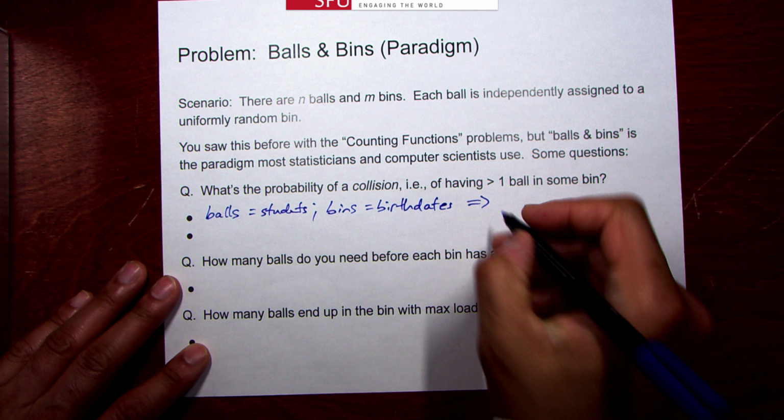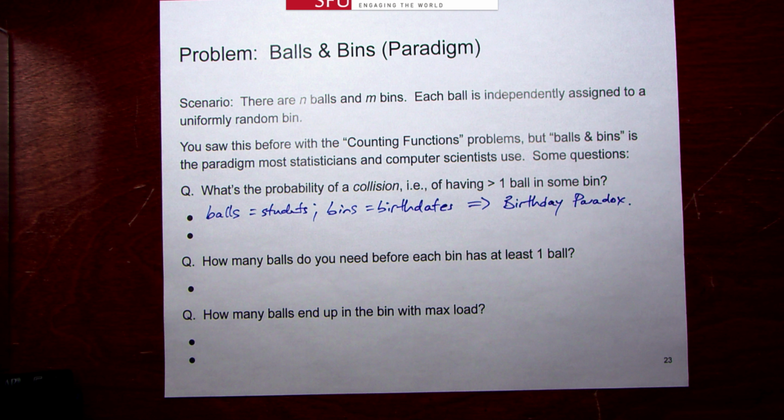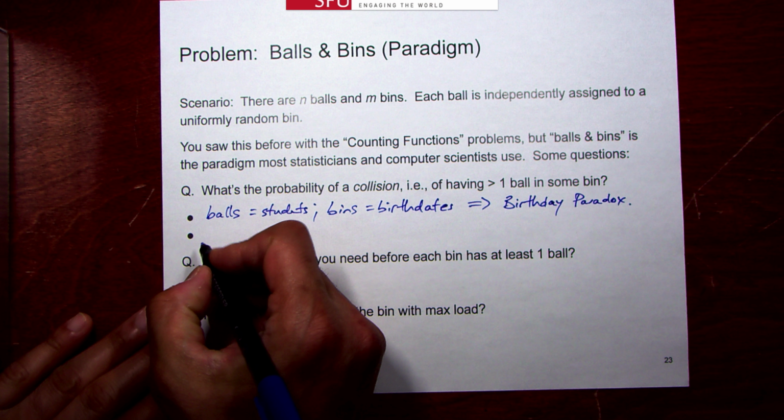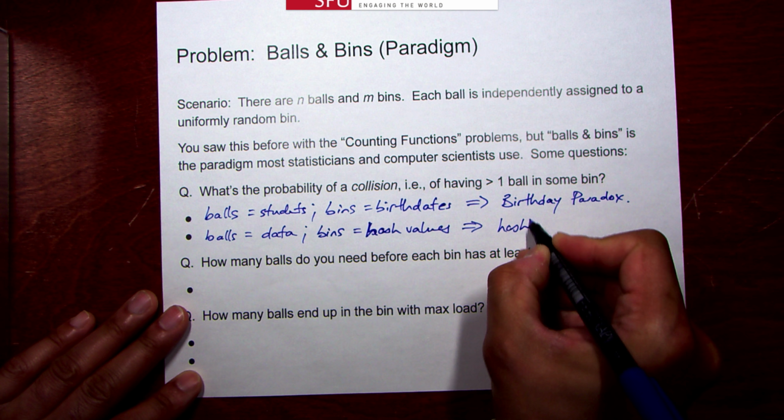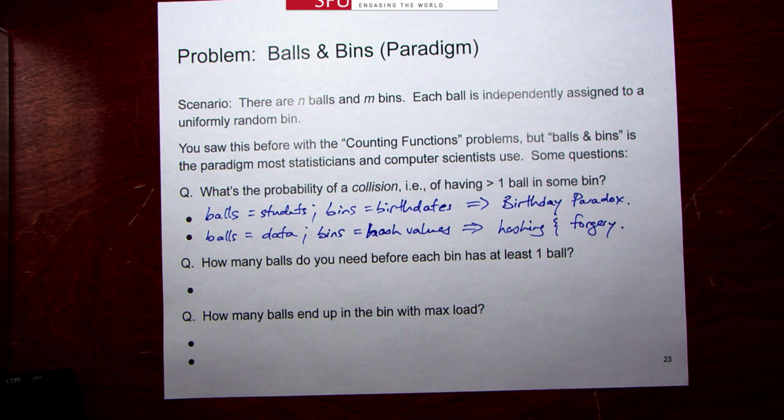Okay, so birthday paradox. Another one was when we were talking about hashing and forgery. How many different trials do you need to come up with until you end up getting a pair of hash values, or somebody that matches your birthday, a pair of the same hash values. So the balls in this case were data. The data was assigned a hash value and placed into a bin, or it had a signature. And we looked at some data management problems and forgery as well. Okay, so that's one type of question you can ask, collision.